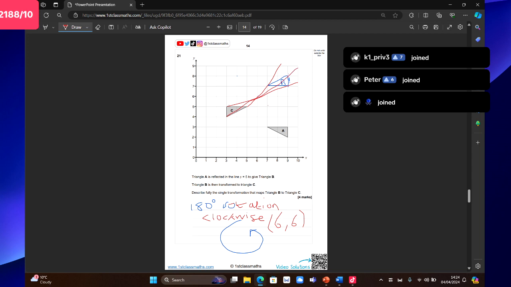So where all these lines intersect, that's the point of my rotation. It'll be 6, 6. Okay, hopefully that makes sense.